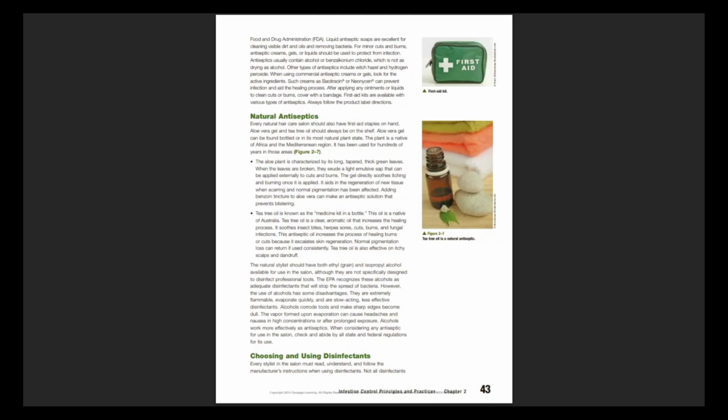The natural salon should have both ethyl and isopropyl alcohol available for use. Although they are not specifically designed to disinfect professional tools, the EPA recognizes these alcohols as adequate disinfectants that will stop the spread of bacteria. However, the use of alcohols has some disadvantages. They are extremely flammable, evaporate quickly, and are slow acting, less effective disinfectants. Alcohols corrode tools and make sharp edges become dull. The vapor formed upon evaporation can cause headaches and nausea in high concentrations or after prolonged exposure.